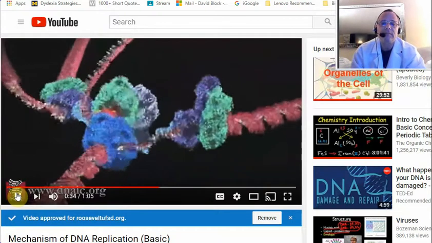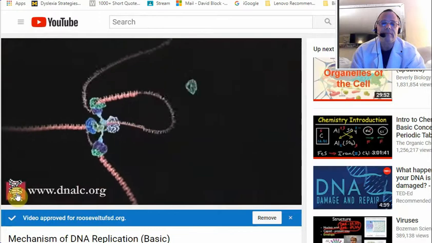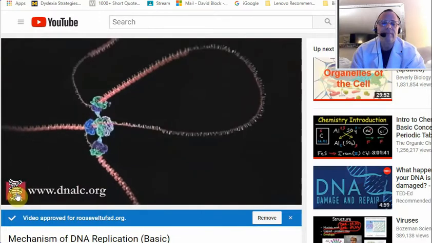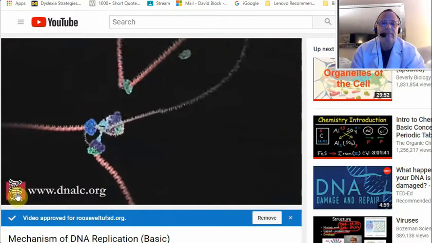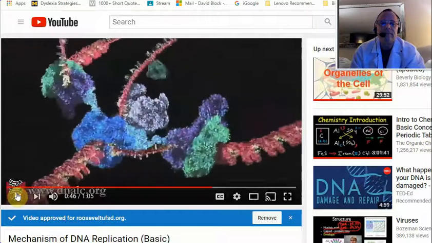It spins the DNA as fast as a jet engine as it unwinds the double helix into two strands. One strand is copied continuously and can be seen spooling off to the right.